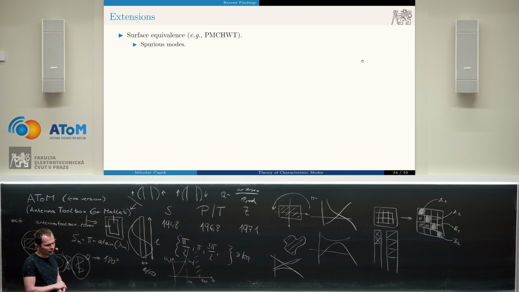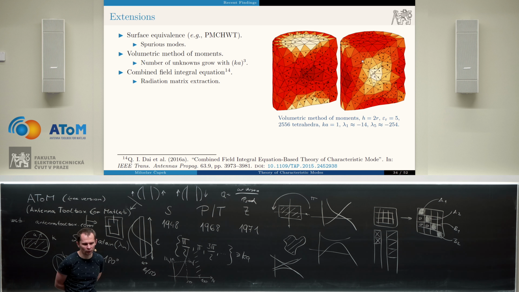Well, then a large class of possible extensions in recent years is in the area of how to reformulate characteristic modes for volumetric problems, for dielectric and magnetic materials, and how to employ various method of moment formulations, either surface equivalences, combined field integral equations, and so on. Notice here, however, that with the majority of these formulations, you may lose some good properties of the original characteristic modes.